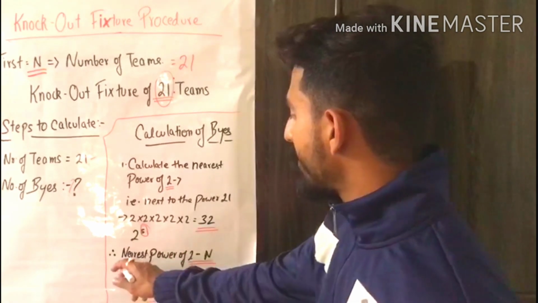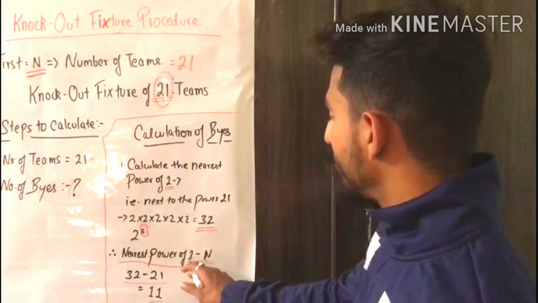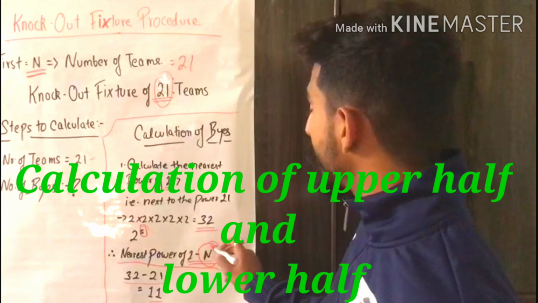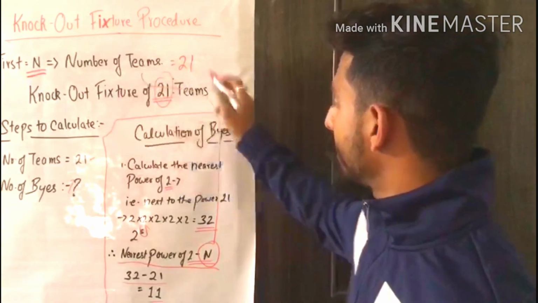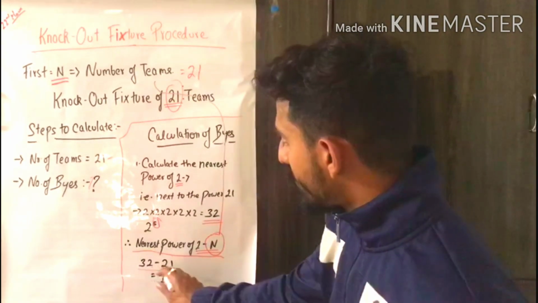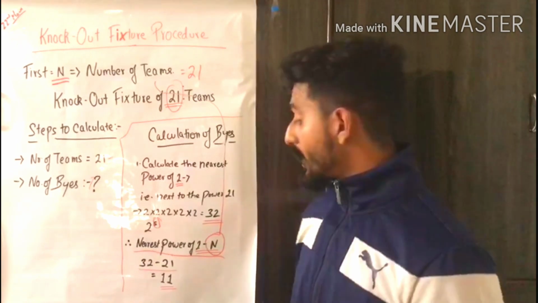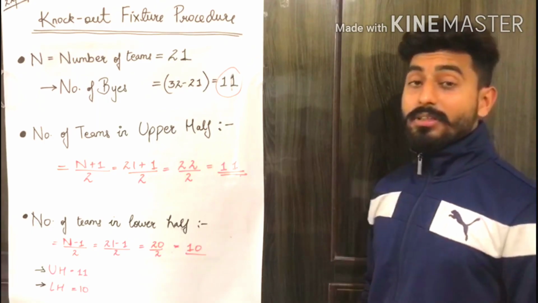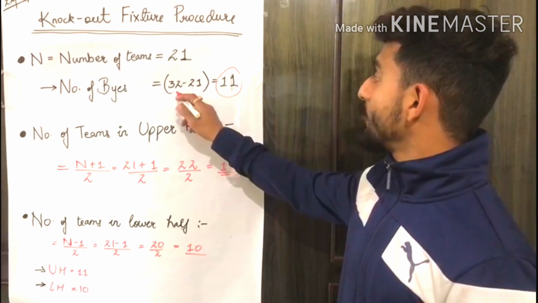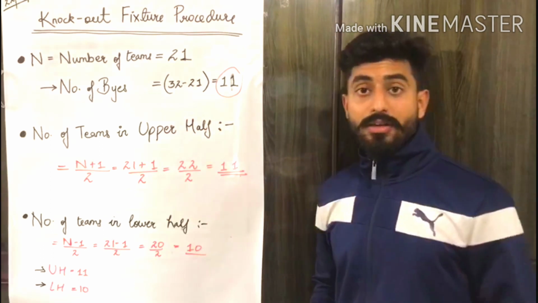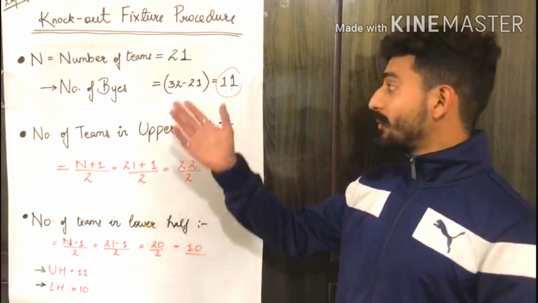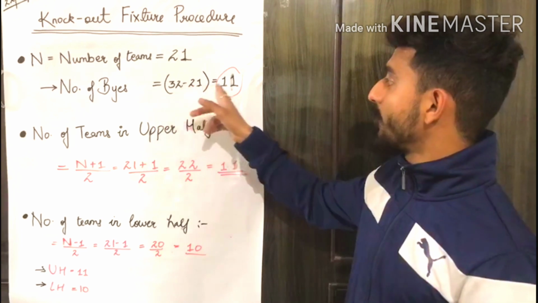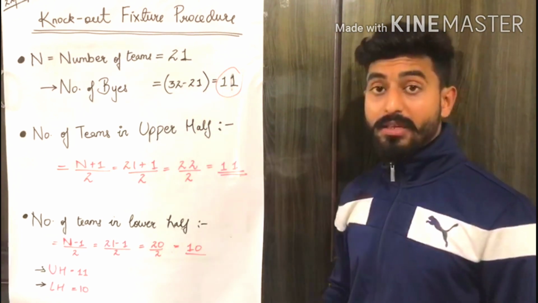The formula for calculating the byes is the next power of 2 minus N. N, as we have discussed earlier, is the number of teams, that is 21. So 32 minus 21 is 11. So here we get the byes, that is 11. The number of byes is 32, the next power of 2, minus 21, the number of teams, which is 11.